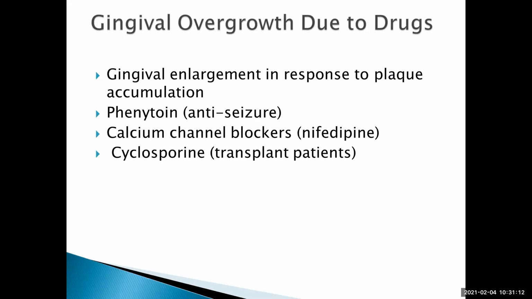plaque accumulation. So you've got your anti-seizure medication phenytoin, you've got your calcium channel blockers, and you've got your cyclosporin. Know that these medications cause gingival overgrowth. Sometimes the patient is prone to gingival overgrowth, even with meticulous oral hygiene. But the better the oral hygiene, the less side effects of the gingival overgrowth you'll get. Anti-seizure, calcium channel blockers, cyclosporin, transplant.